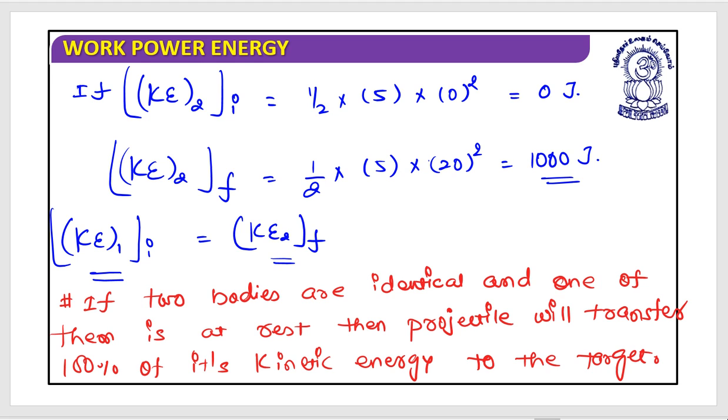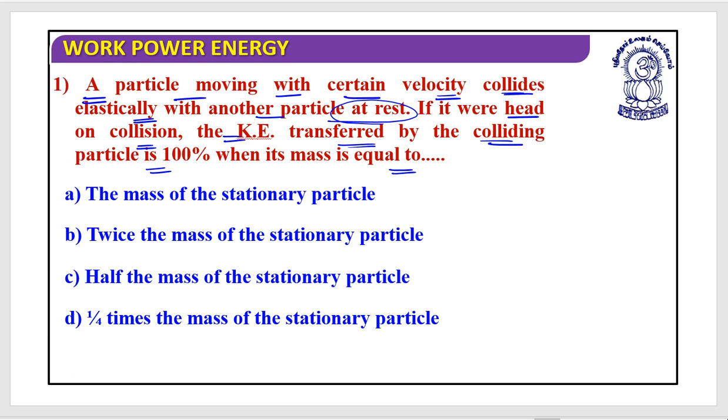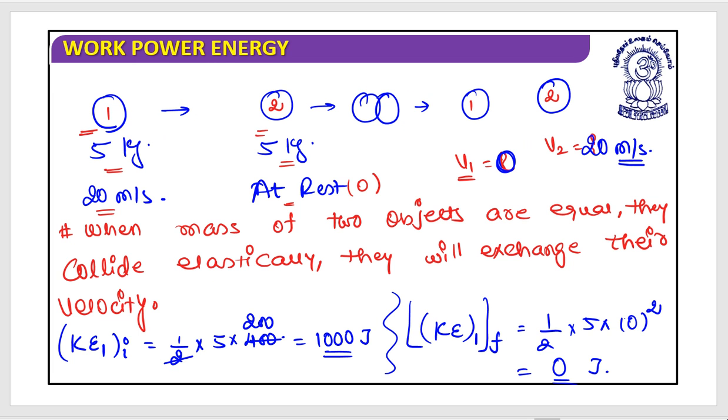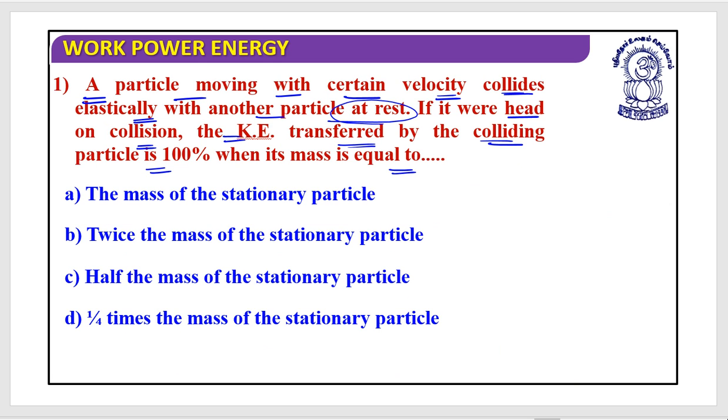Does it clear? So it will transfer 100 percent of its energy. A body which is moving with a certain velocity is called a projectile, and the body which it is going to hit is called the target. So here my first object was the projectile and this was the target. So the kinetic energy transferred by the colliding particle is 100% when its mass is equal to the mass of the stationary particle. I hope this is clear.